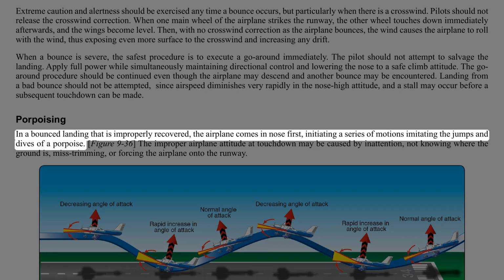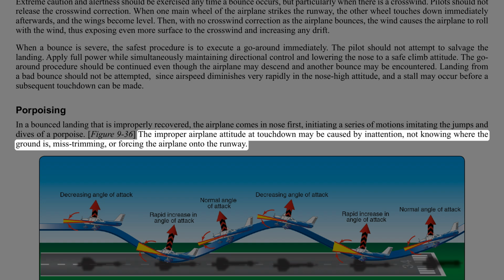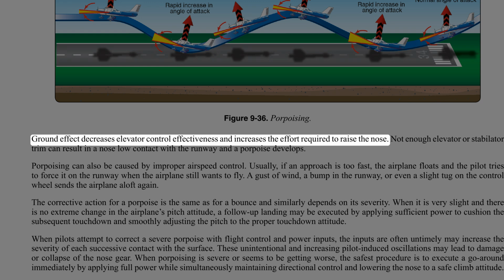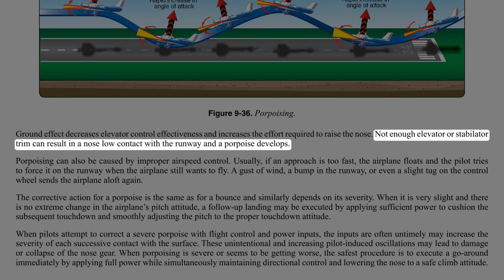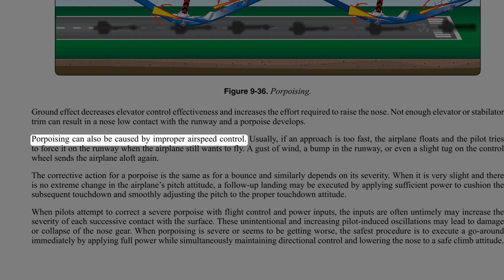Porpoising. In a bounced landing that is improperly recovered, the airplane comes in nose first, initiating a series of motions imitating the jumps and dives of a porpoise. The improper airplane attitude at touchdown may be caused by inattention, not knowing where the ground is, mistrimming, or forcing the airplane onto the runway. Ground effect decreases elevator control effectiveness and increases the effort required to raise the nose. Not enough elevator or stabilator trim can result in a nose-low contact with the runway and a porpoise develops. Porpoising can also be caused by improper airspeed control.